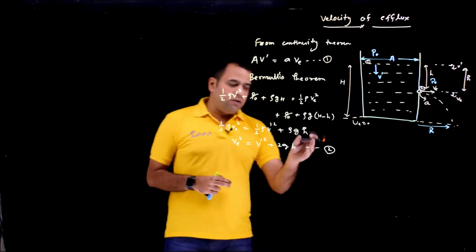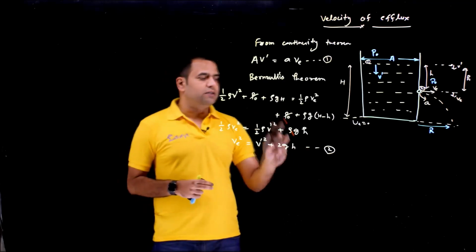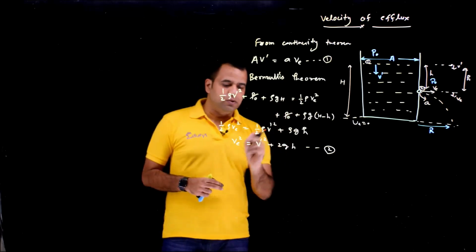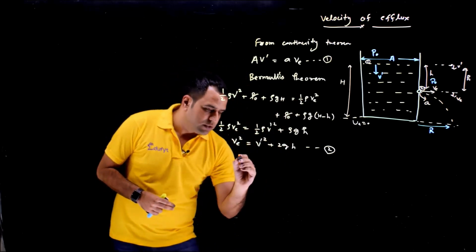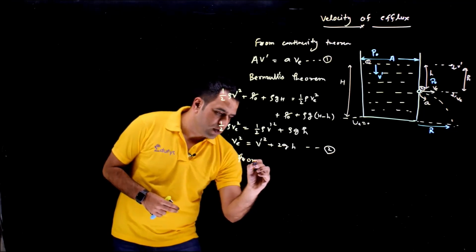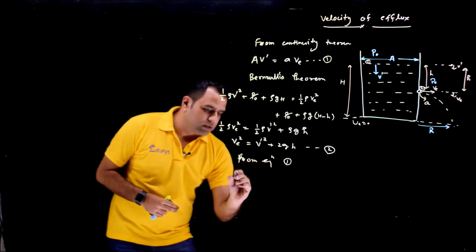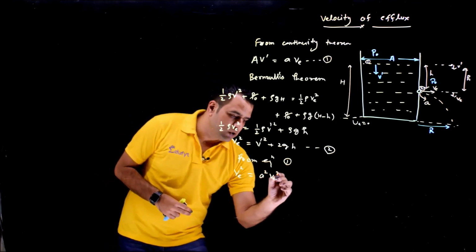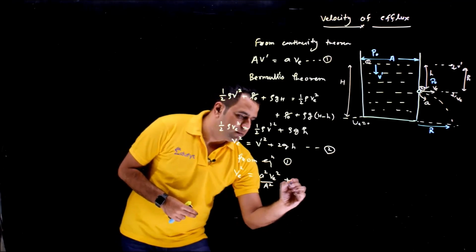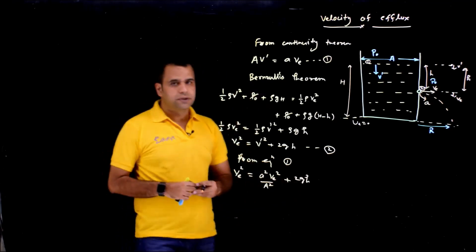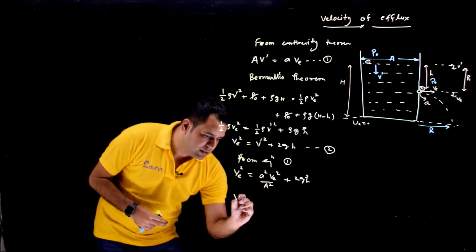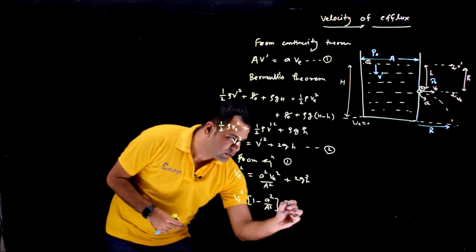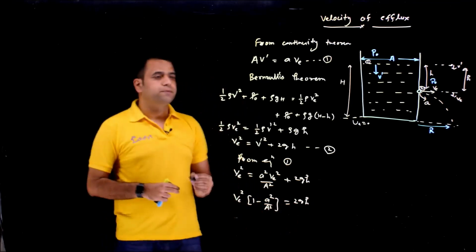So now let's come back to this. We have two equations and two unknowns, V dash and VE. Let's say from the first equation, we put the value of V dash into equation 2. If we put that value, VE square is equal to small a square into VE square upon capital A square plus 2gh. Let's bring the VE to one side. If we do that, it will be VE square times (1 minus small a square divided by capital A square), and that is equal to 2gh.